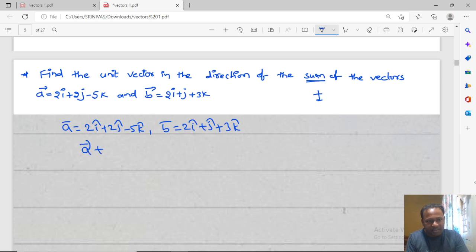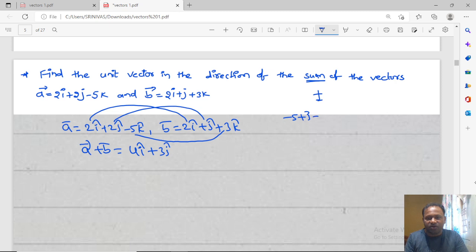A bar plus B bar is equal to, add these: 2 plus 2, 4i cap, next 2 plus 1, 3j cap, minus 5 plus 3, how much? Minus 2k cap. I will take this as some C bar.